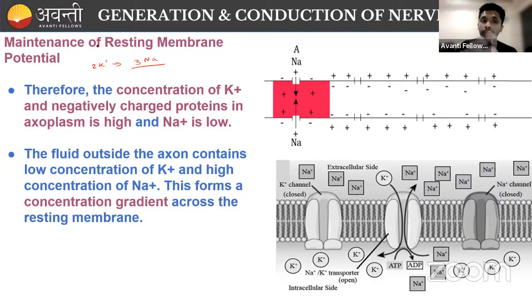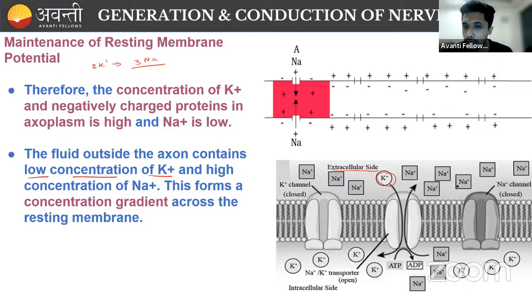So as well as to maintain this balance, for every 2 potassium ions, 3 sodium ions are exchanged. That means 2 potassium ions are pulled inside and 3 sodium ions are moved outside. So that is how this balance is maintained, right? The fluid outside, we call it interaxon fluid. It contains a very low concentration of sodium. When we talk about the extracellular side, there is a very low concentration of sodium ion.